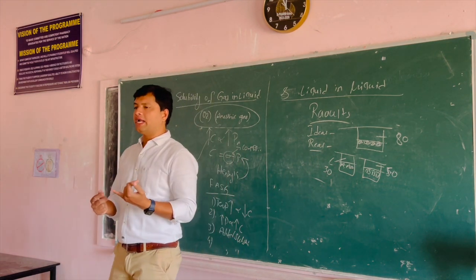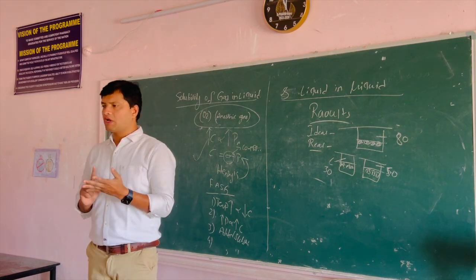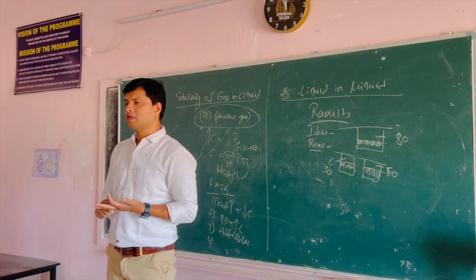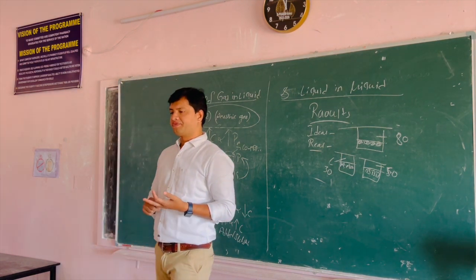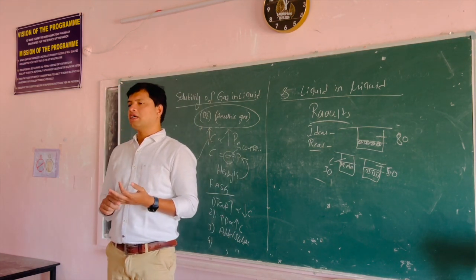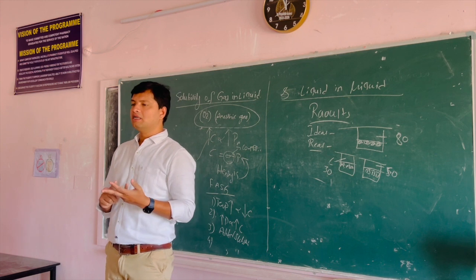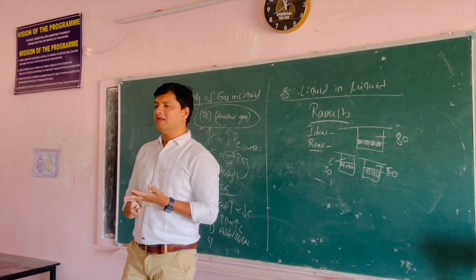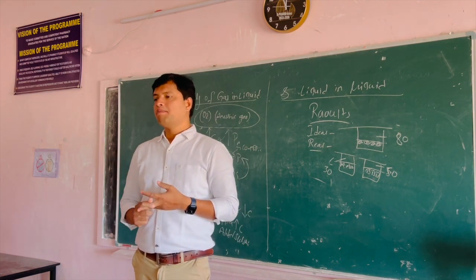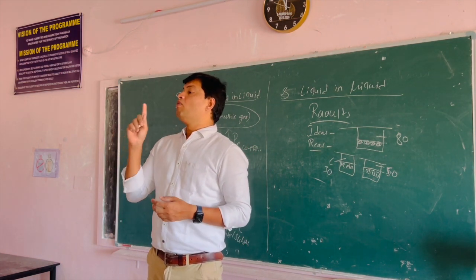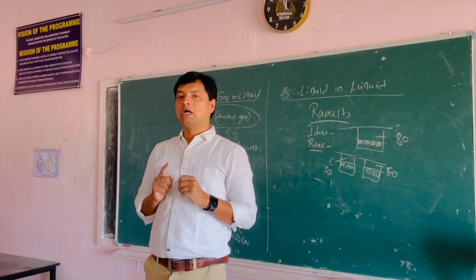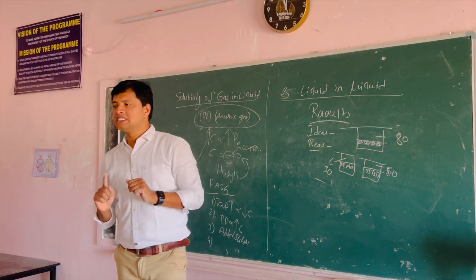This is carbon tetrachloride and cyclohexane. Carbon tetrachloride and cyclohexane, then benzene and ethanol, then water and ethanol. Example for positive deviation. Water and ethanol is a common question asked in GPAC. Remember, this is a common question asked in GPAC.